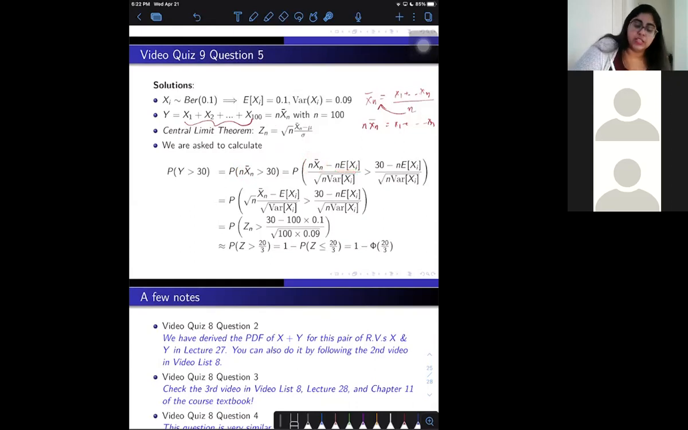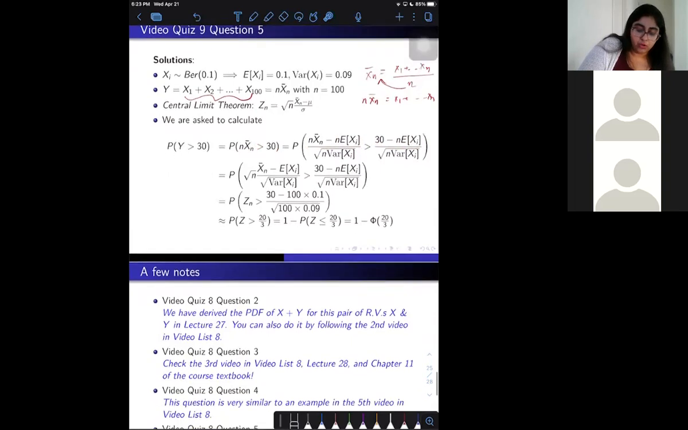And we divide by the square root of n variance. Sigma is just the square root of variance, so we divide by the square root of n times the variance. But whatever we do on this side, we also have to do on this side. So we have n Xn bar minus n expected value of X, and we also do the same on 30 minus n expected value of X. Then we divide this whole thing by the square root of n variance of Xi. We do the same thing over this side.